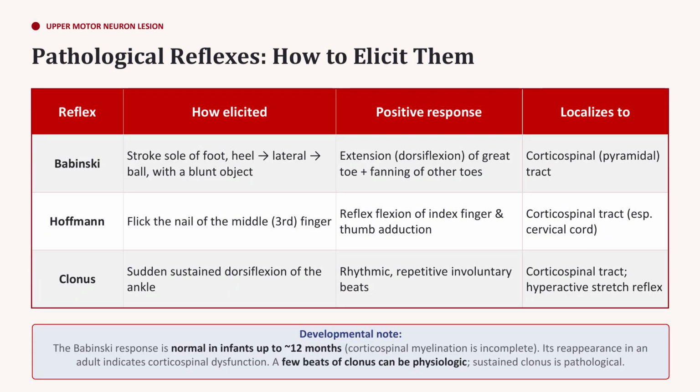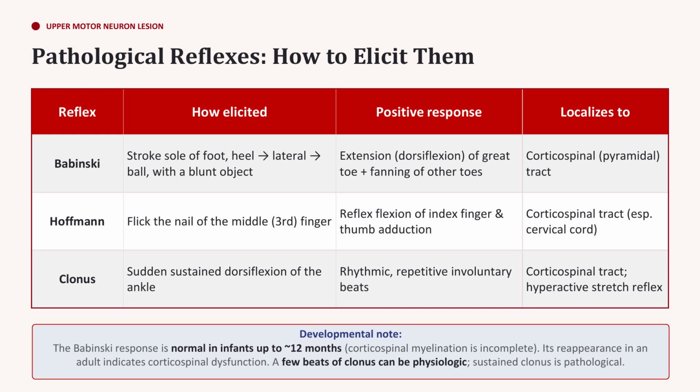Let us make sure you can actually perform and interpret the pathological reflexes because the boards will describe the maneuver and expect you to name the finding and its localization. The Babinski is elicited by stroking the sole of the foot with a blunt object running up the lateral edge and across the ball. The normal adult response is toe flexion. The pathological response, the positive Babinski, is dorsiflexion of the great toe with fanning of the others, and it points to corticospinal tract dysfunction. The Hoffman sign is the upper limb analog.